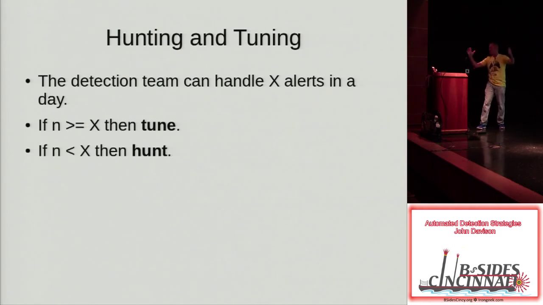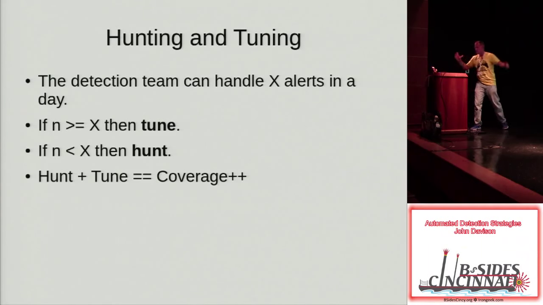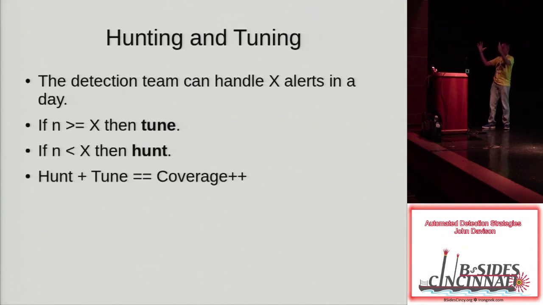If it becomes less than, and this is, I think, what people don't do, if it becomes less, then you need to hunt and introduce more. Because remember, 99% of the alerts are false positives. It's okay if you're introducing false positives, as long as you're hunting and tuning. And this is important because every time you do this, when you grow it and then you shrink it back down, what you're doing is you're introducing more coverage, right?